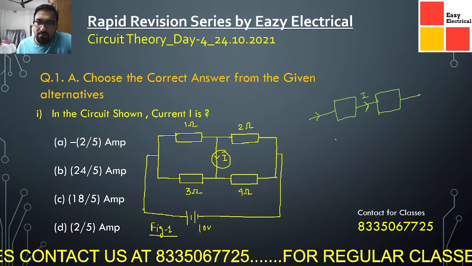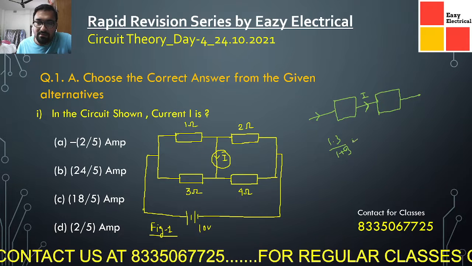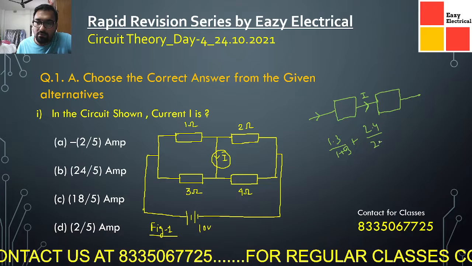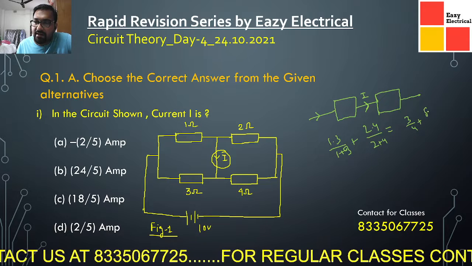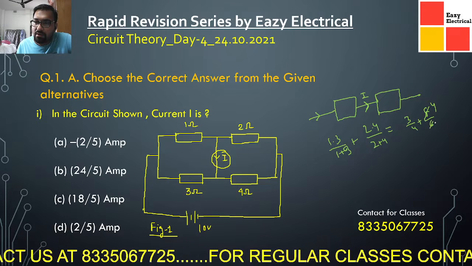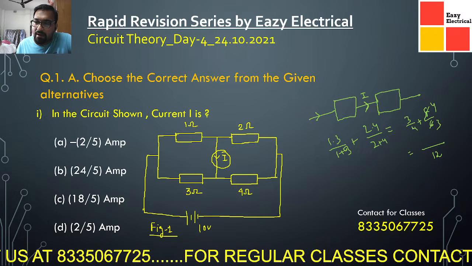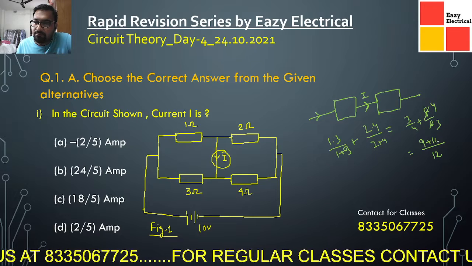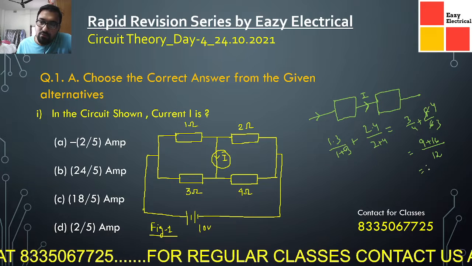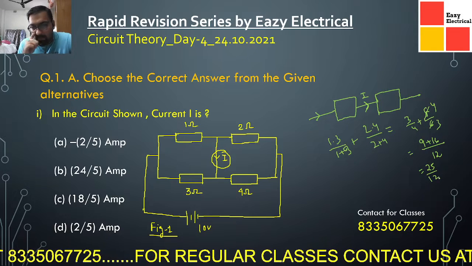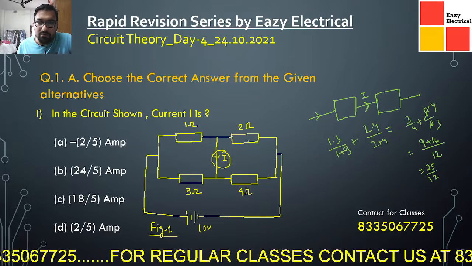So 1 and 3 in parallel, so 1 into 3 by 1 plus 3, and in series with this term, that is 2 into 4 by 2 plus 4. So whatever we are getting is 3 by 4 plus 8 by 6, so it is 4 by 3. So 3 by 4 plus 4 by 3, that means 12, and in the upper section you get 9 plus 16, right? 3 4 12, 3 3 9 and 16. So in this case we can get 25 by 12. So 25 by 12 is the resistance of the total circuit.